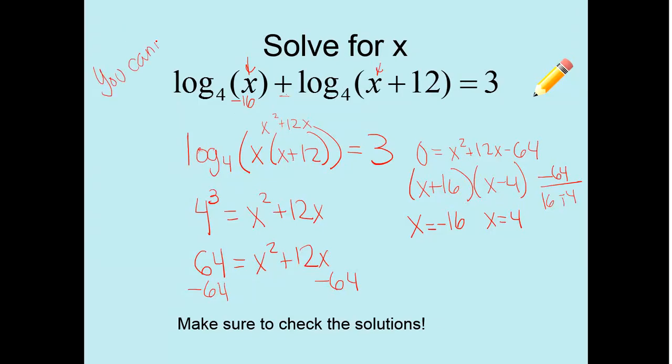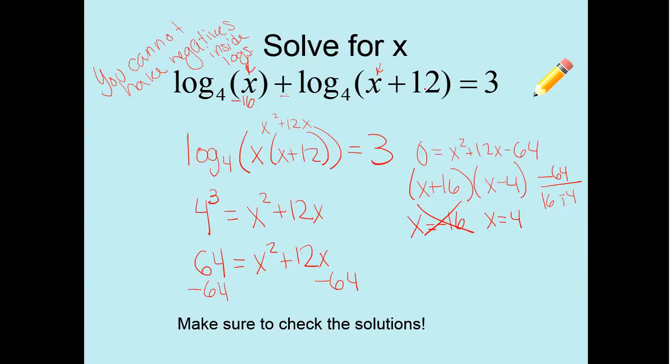You cannot have negatives inside logs. That is something to be aware of, something you can immediately check when you have to check for solutions. So since this is a negative 16, it is an extraneous solution. Now 4 does in fact work. You do not need to worry, you can plug it in. So it'd be log base 4 of 4 plus log base 4 of 16 equals 3. Ultimately, guys, it will work out.